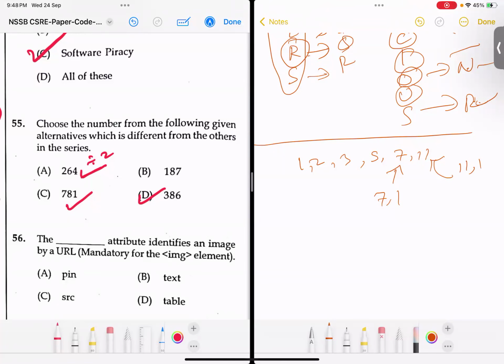Acha. 781 is actually divisible by 11 and 71, okay? So if you multiply 11 and 71, you'll get 781, okay? So it is a composite number, okay? So the only option which is not divisible by any other number is 187, okay? Because it is a prime number. So the correct option is B, okay?